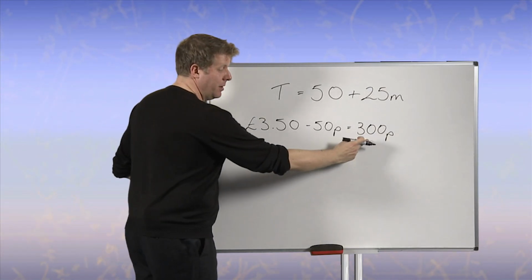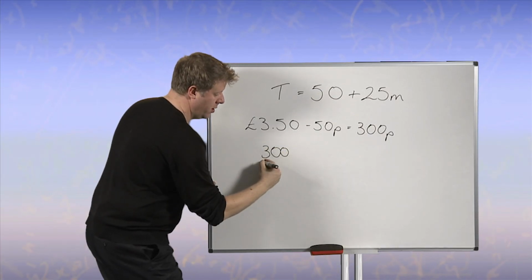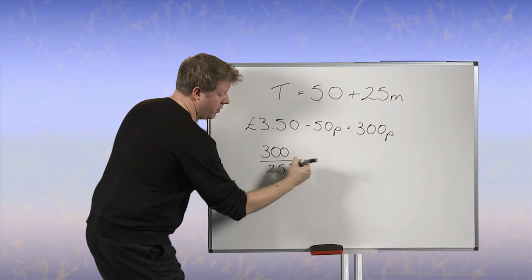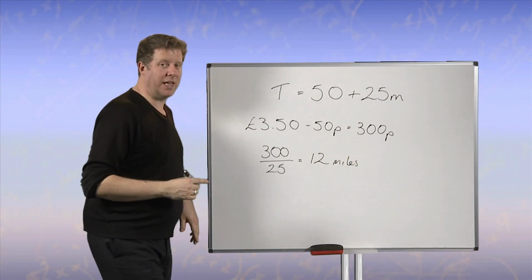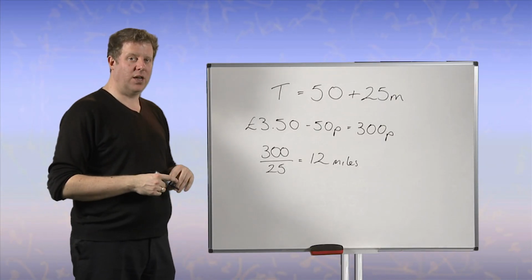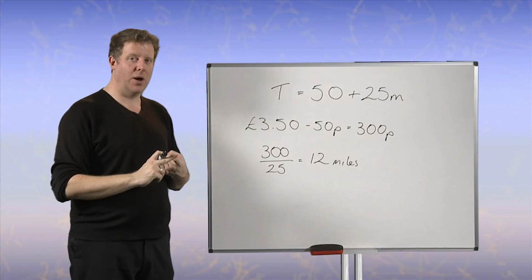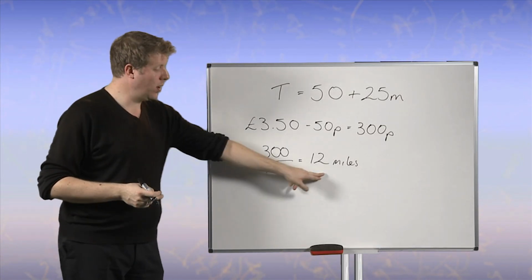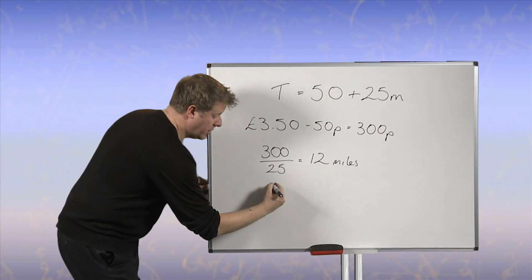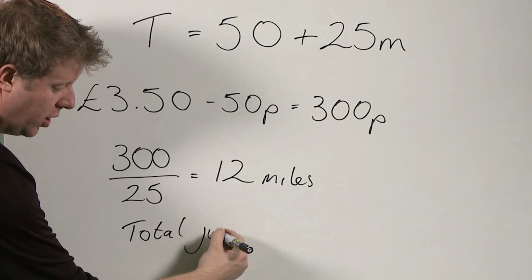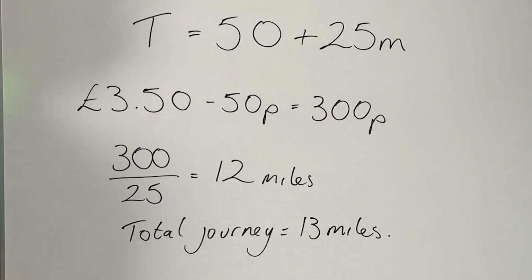It's 25 pence for every mile, remember? So if I want to work out how many miles I travelled for 300 pence, I do 300 divided by 25, which gives me an answer of 12 miles. Now, the common mistake people make here is they write that as their final answer. But what you've forgotten then is that it costs 50 pence for your first mile. So therefore, I travelled 12 miles here, not forgetting that first 50 pence mile I travelled. So my total journey was 13 miles.